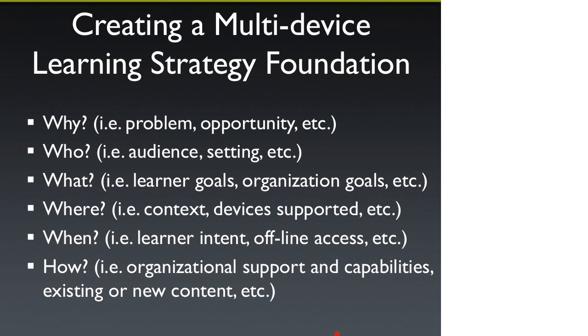So for myself, when I'm thinking about making a course multi-device optimized or friendly, if you will, I really need to think about a strategy. And by a strategy, I tend to find the classic 5 W's and 1 H is a great way to look at things. Starting off with, why am I going multi-device? What am I hoping to provide for my students that I couldn't before?